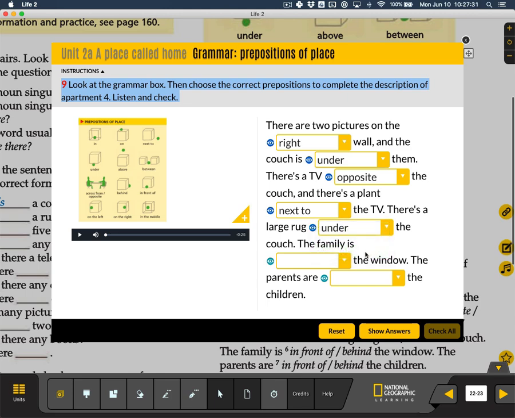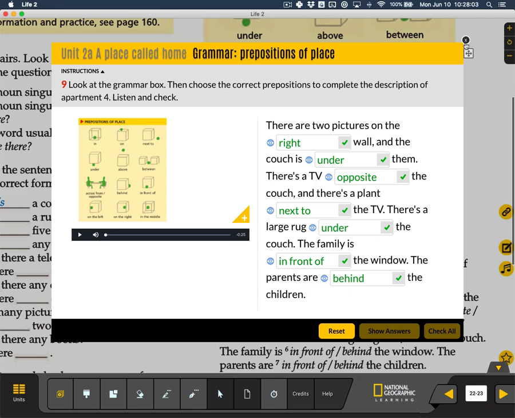Under. The family is in front of, right? Even when we say it, I don't say it's in front of the window, right? Even my intonation, the way I say it, is as one piece. Okay, in front of the window. Behind. The parents are behind the children. Good.